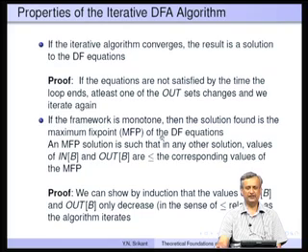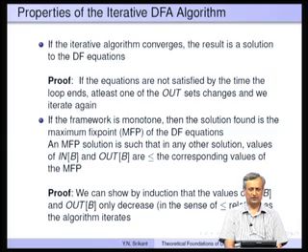If the framework is monotone, then the solution found is the maximum fixed point of the data flow equations. The maximum fixed point is a property such that in any other solution, the values of in B and out B are less than or equal to the corresponding values of the MFP. So, this is the maximum solution. Any other solution is actually going to be just weaker.